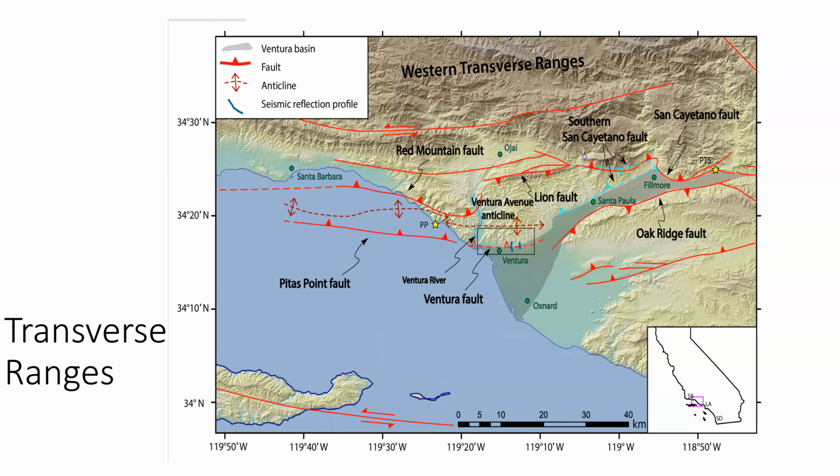So again, the Transverse Ranges are basically between the LA Basin and the Great Valley sequence. They have numerous thrust faults in the area, and they are sandwiched between the San Andreas fault system. All right, that's it for the Transverse Ranges.